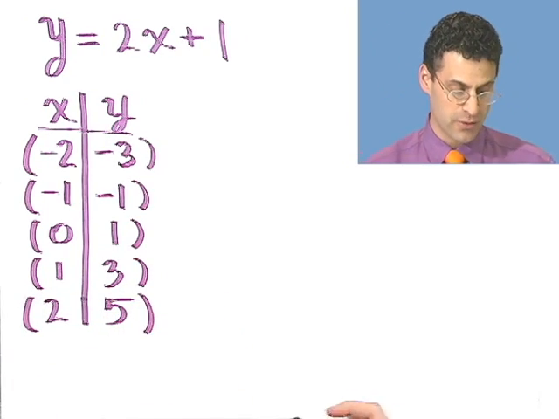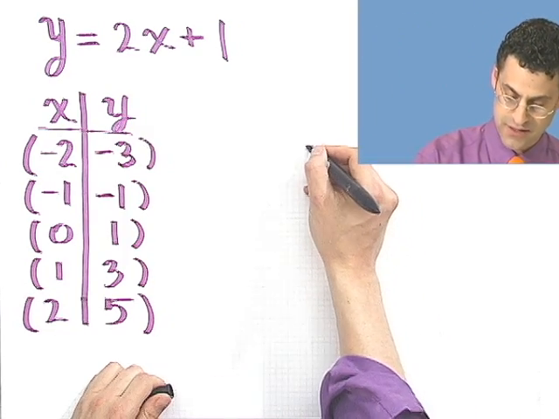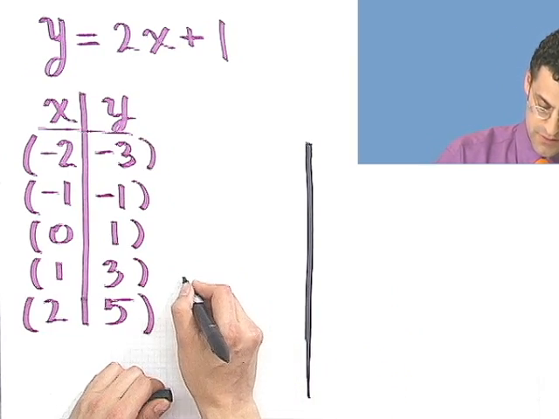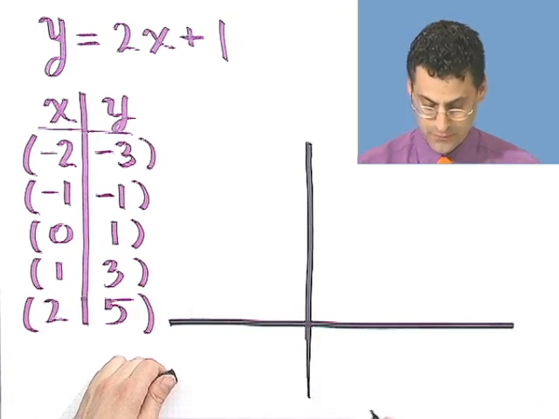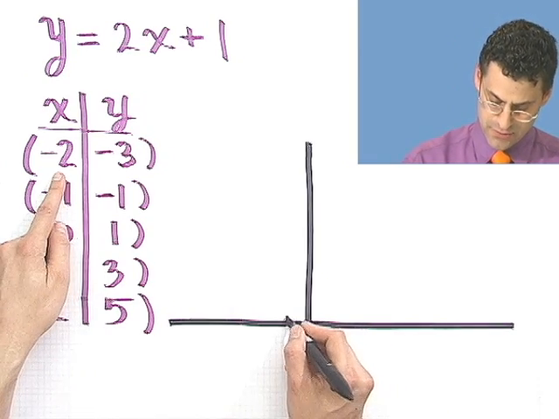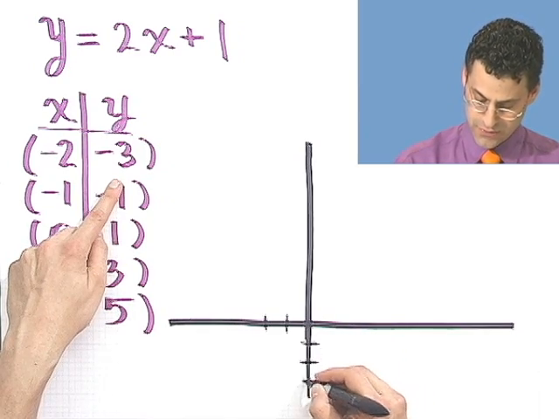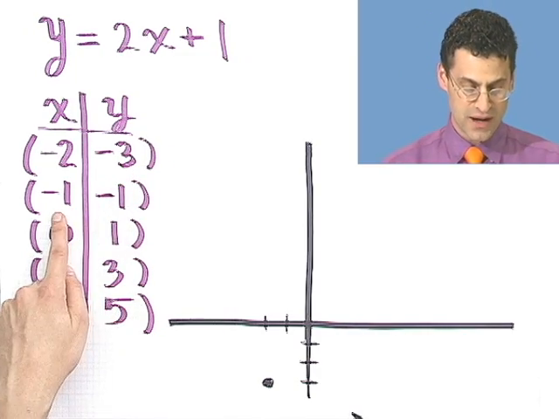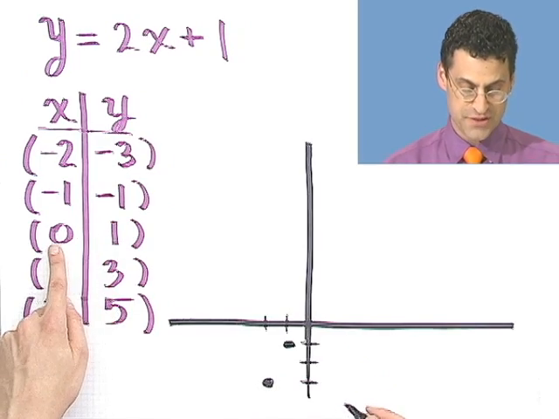And I can actually plot those points now on a graph, and we can see what this thing looks like. So let's try to do that right now. So here's the y-axis. Here's the x-axis. And so what do we see here? Minus 2 comma minus 3. So let's say this is minus 2, 1, 2. That's negative 2 in the x. Minus 3 down, 1, 2, 3. So I put a dot right there. That's minus 2 comma minus 3. Then I have minus 1 comma minus 1. Put a dot there.